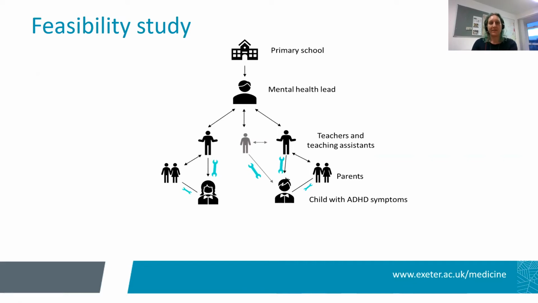We have a feasibility study going on, which is a research study where we're looking at how acceptable the toolkit is and collecting some information on what's happening for the children that we're using the toolkit with. We've got 8 primary schools, and each of them have nominated a mental health lead, which is normally the SENCO. They're the person who's coordinating using the toolkit. They help us decide which children we should recruit, and they liaise with the teachers and support the teachers and teaching assistants to actually use the toolkit and the strategies.